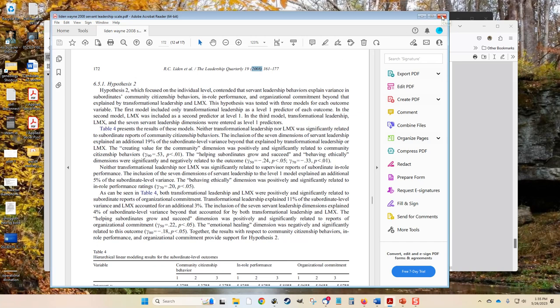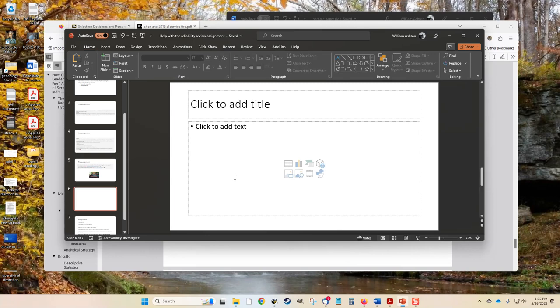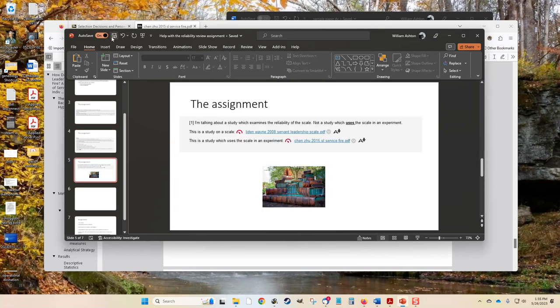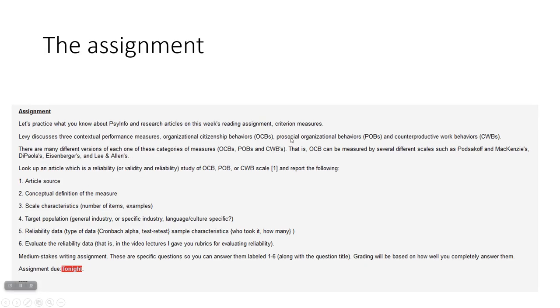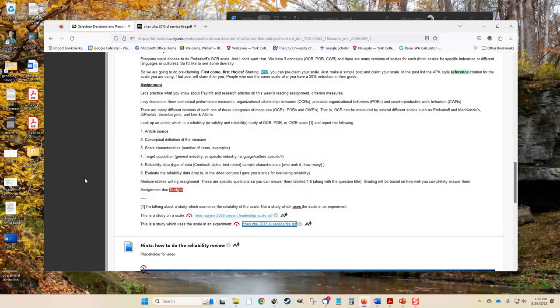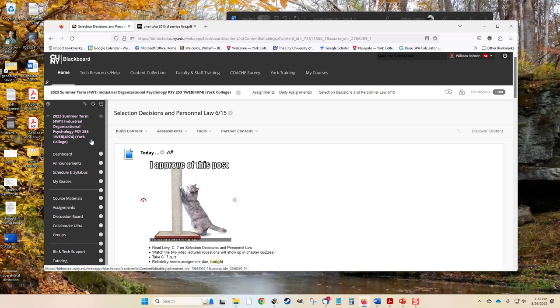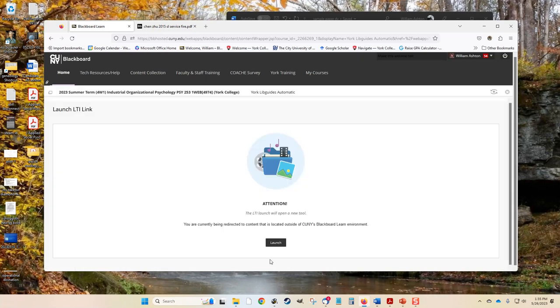Now, I'm talking about servant leadership in this example, but you'll notice that the assignment is about OCB or POBs or whatever. So let's go and find an article for this assignment. So I'm going to go down here to library and databases. I'm going to click launch.